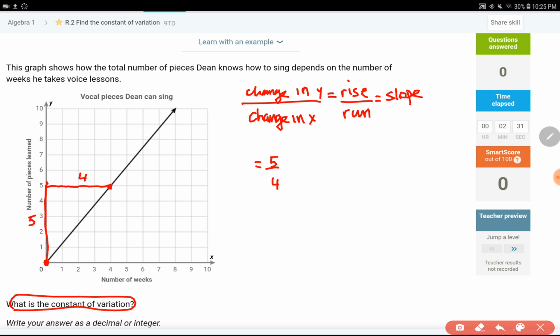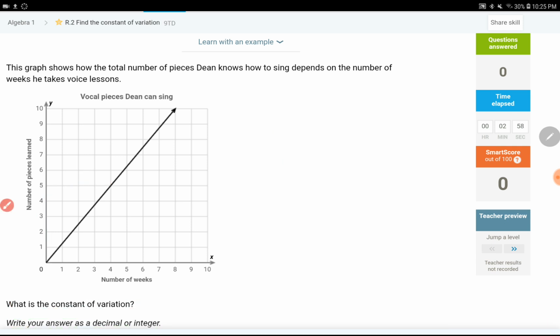So in the directions of this question, it says write your answer as a decimal or integer. So 5 over 4 is not an integer. You cannot type a fraction for these answers according to the instructions. So what you would do, basically, use a calculator to divide these two and convert it into a decimal, and then type your answer and move on.